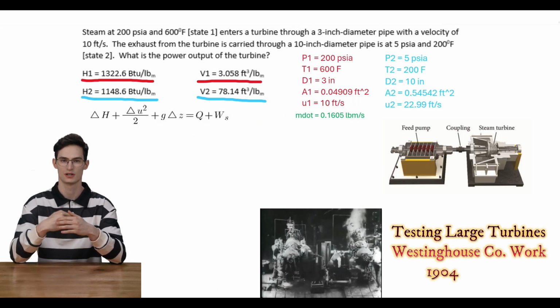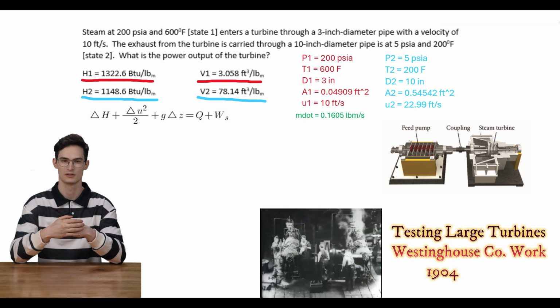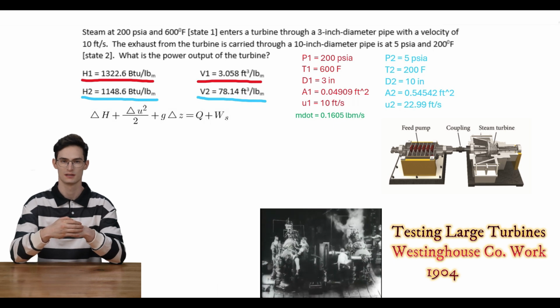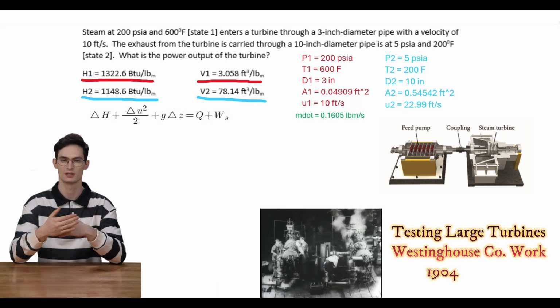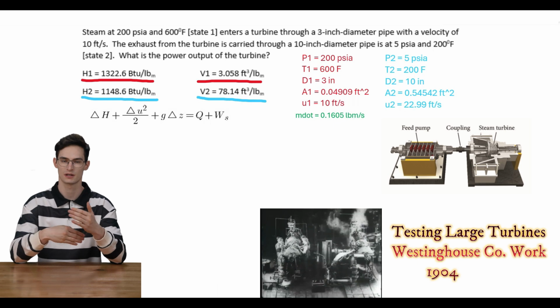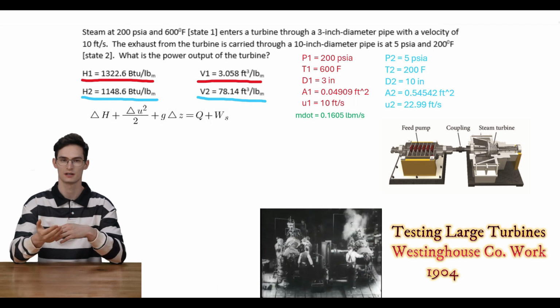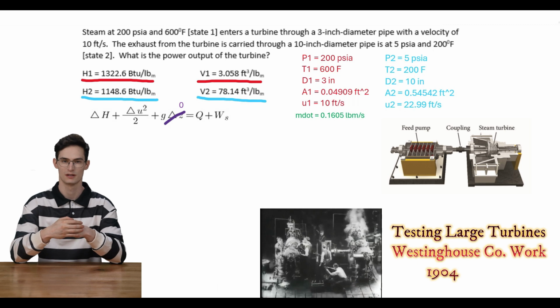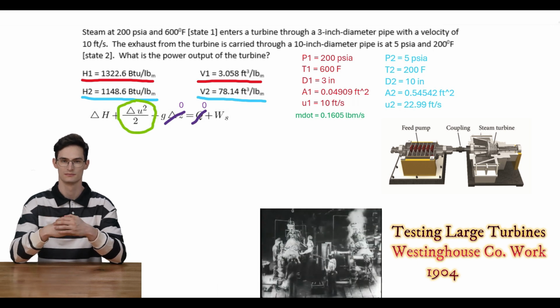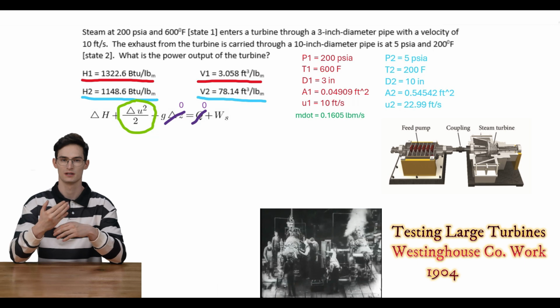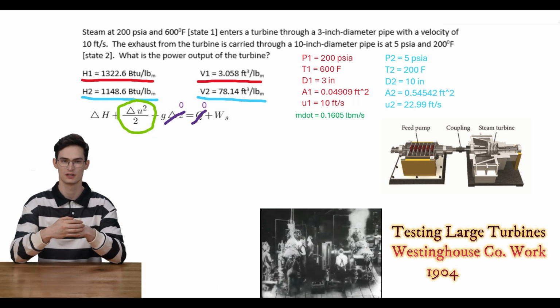Starting with the equation, change in enthalpy plus change in velocity squared divided by 2 plus the acceleration of gravity times the change in elevation equals heat transferred plus work done on the system. Because there is no mention of either elevation or heat transfer, assume there is no change in elevation, and assume there is no heat transferred. For now, focus on the part of the equation which consists of change in velocity squared divided by 2.